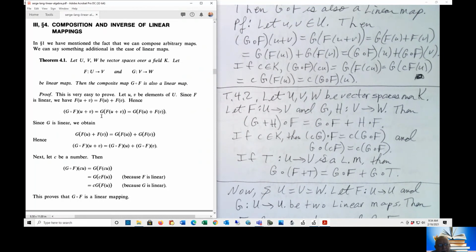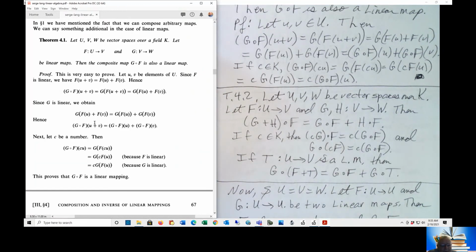It's just a matter of taking two vectors, u and v, in U, and working with the linearity of both F and G, along with scalars, and you eventually get that the composition is a linear mapping. Very easy to see. I don't feel like talking through all of it, but you can see how it flows very easily. So compositions of linear mappings is again a linear mapping.